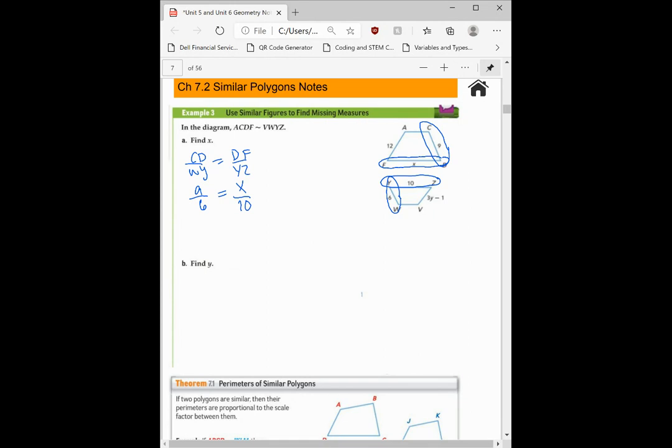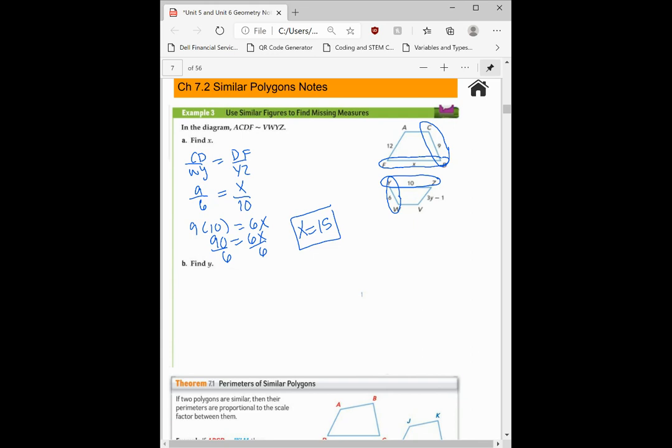So if we cross multiply, we have 9 times 10 is equal to 6x. 90 is equal to 6x. If we divide by 6, we get x is equal to 15. Perfect. Now let's do the same thing to find y.